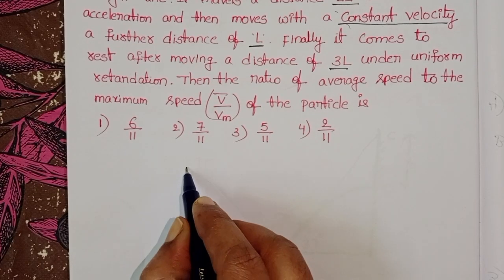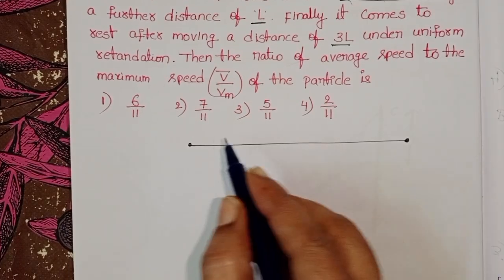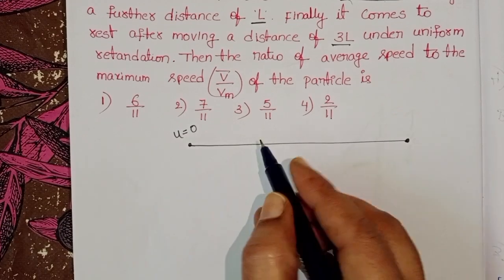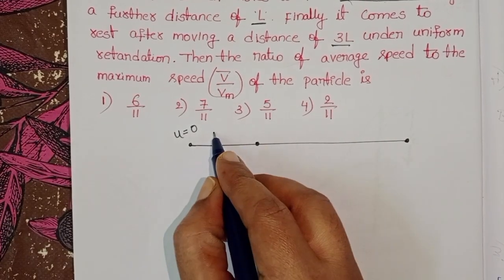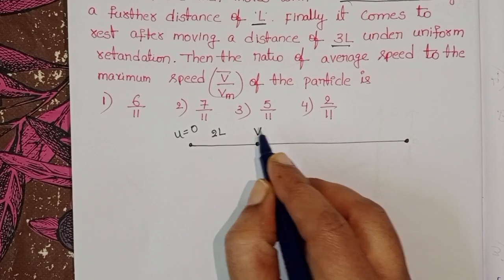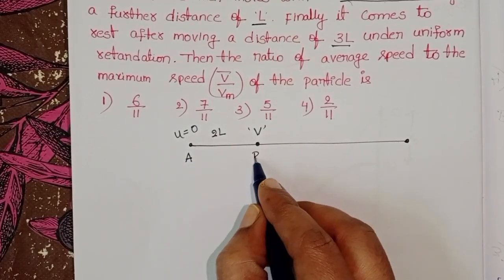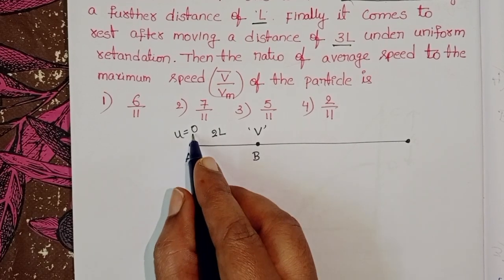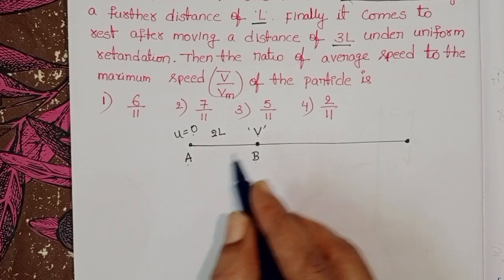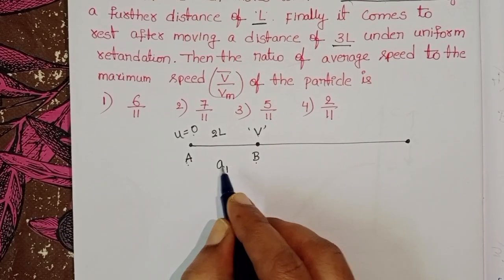In the given question, a particle is moving along a straight line path. Initially, it starts from rest, u is equal to 0. After traveling a distance of 2l, let the speed of the particle be v. Take these 2 points a and b. So at point a the initial velocity is 0 and at point b the final velocity is v. In between a to b, the body has acceleration, let it be a1.